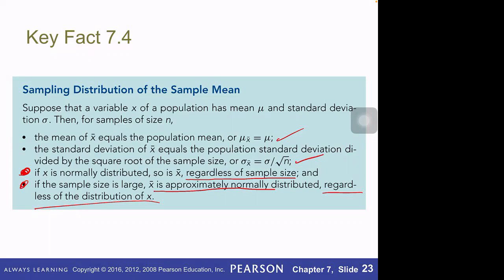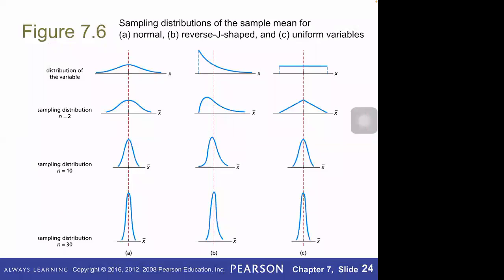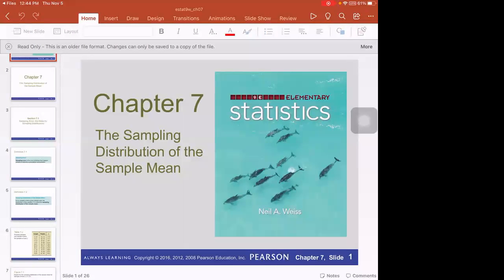Whether x bar is normally distributed or approximately normally distributed, you have to treat it as normally distributed. I think that's the end of this.